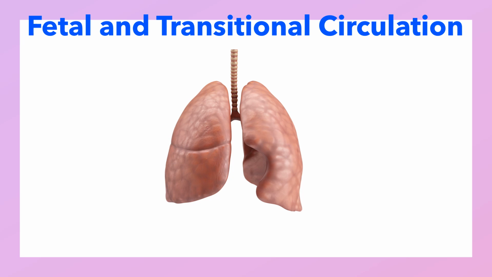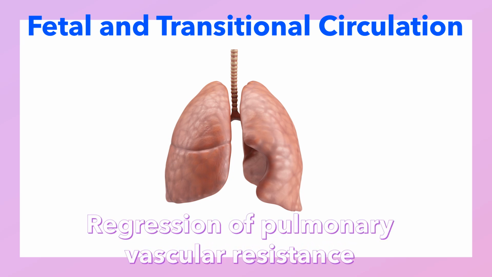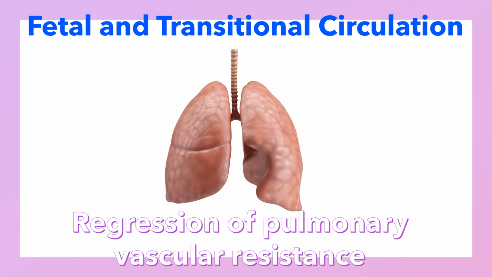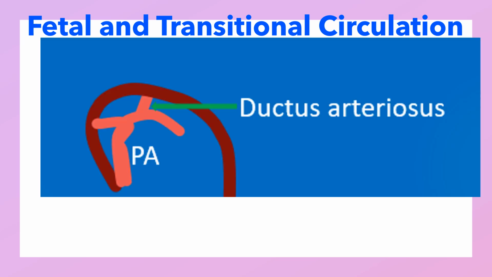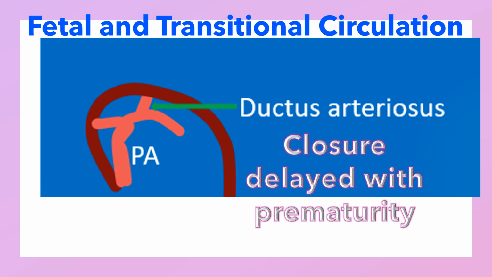Even with ventricular septal defect and patent ductus arteriosus, the full establishment of the left to right shunt is delayed a few weeks, awaiting the regression of pulmonary vascular resistance. That is why these lesions may not be picked up clinically soon after birth and need follow-up evaluation so that they are not missed. Closure of both ductus arteriosus and ductus venosus is delayed in preterm infants.